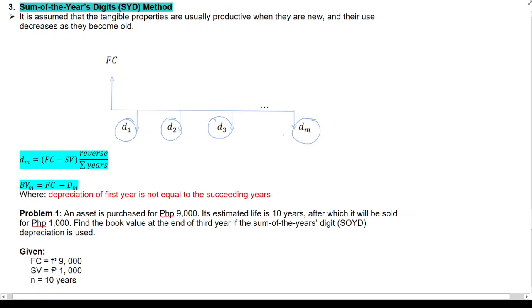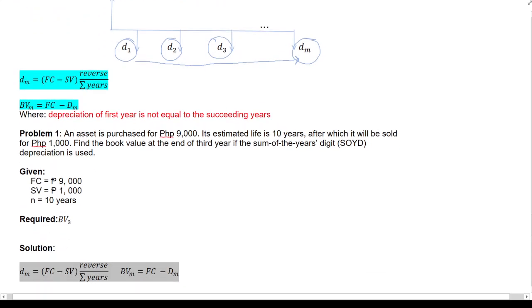Okay, so the sum of the year's digits is without interest. For the sinking fund method, that is with interest. For the straight line method, that is without interest, and for the sum of the year's digits, it's the same; it doesn't include interest here. So it is assumed that tangible properties are usually more productive when they are new, and their use decreases as they become old. So if we have the cash flow, this is the first cost, and for the succeeding years, the depreciation is not the same. So it's different.